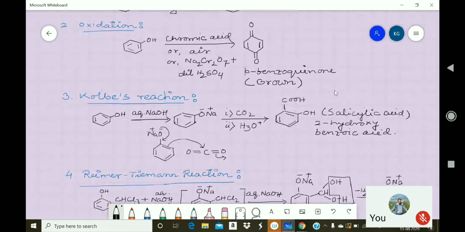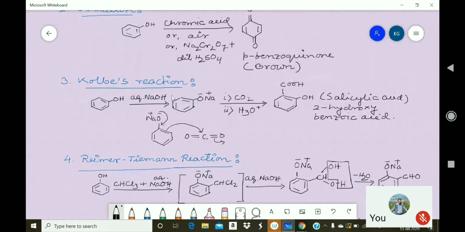Then a very important name reaction is Kolbe's reaction. When phenol is first treated with aqueous alkali to form the phenoxide ion, and it is next treated with carbon dioxide followed by acidification, it gives rise to salicylic acid, that is, the carboxylic acid group comes at the ortho position of the phenolic group. We can follow that from the phenoxide. In this way, the attack of the ring towards the electrophilic center of carbon dioxide takes place, and that is followed by acidification to give salicylic acid.